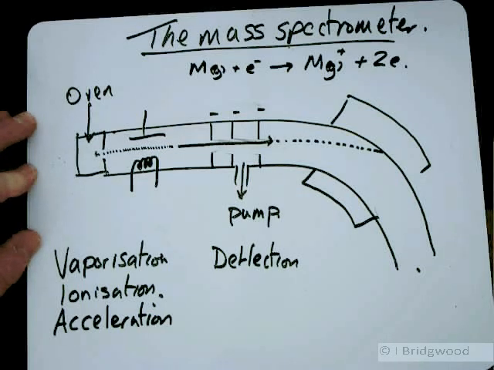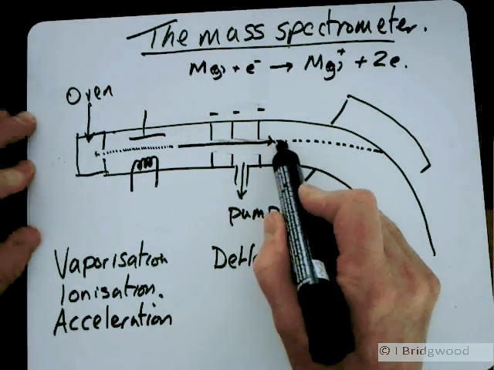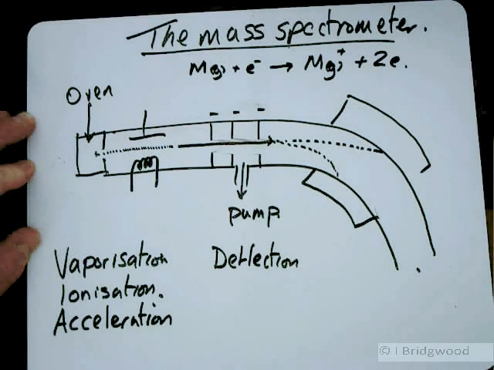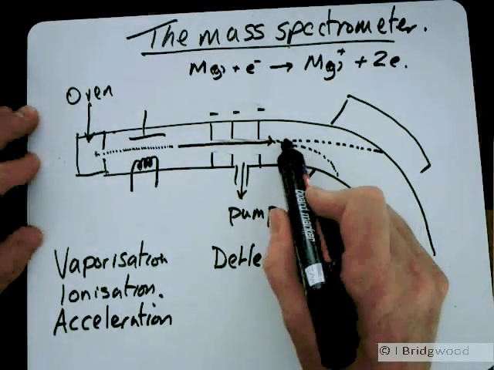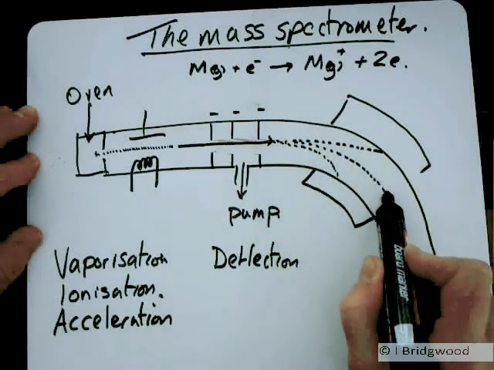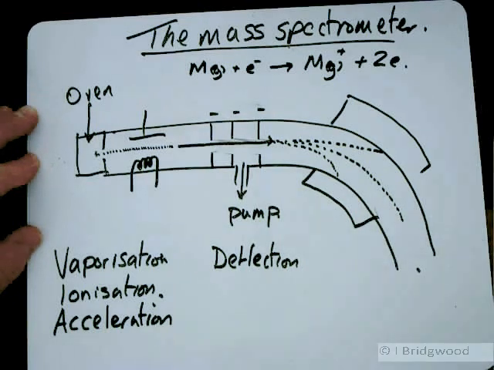If on the other hand they have too low a mass to charge ratio for the given magnetic field strength, they'll be deflected too much and hit the wall. But if they have exactly the right mass to charge ratio, they will just pass around our mass spectrometer like that, in the right curve.